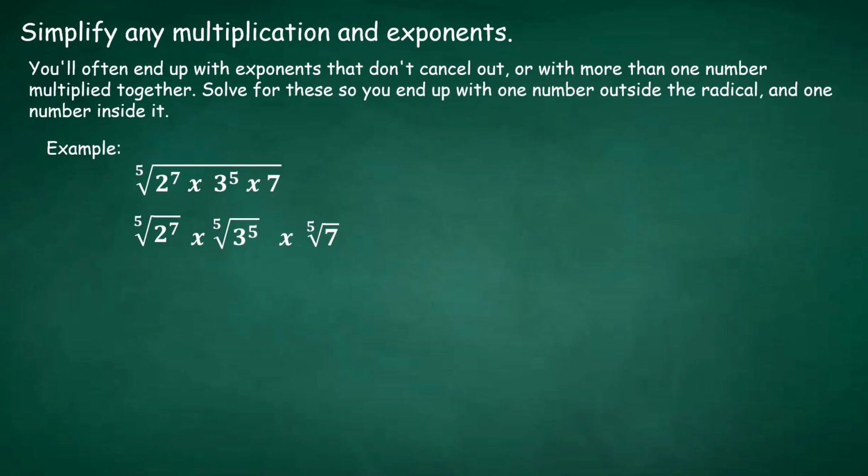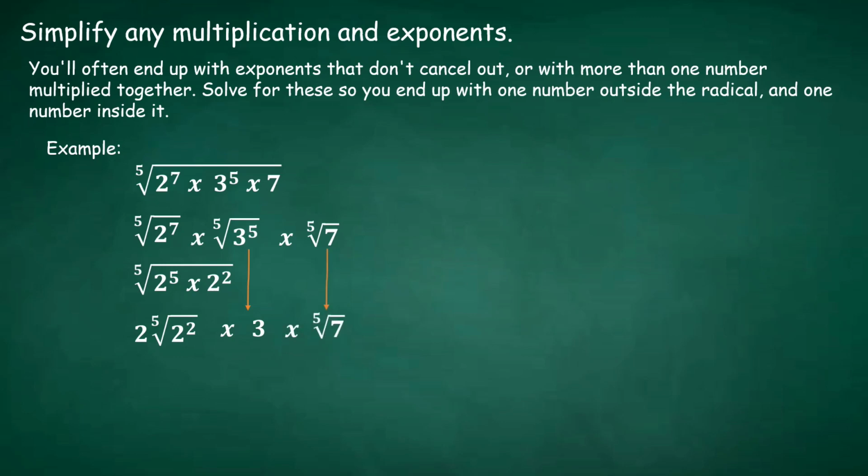The fifth root of 2 raised to the power of 7 becomes the fifth root of 2 raised to the power of 5, times 2 raised to the power of 2, so that we can cancel the fifth power and put 2 outside of the radical, and the 2 squared remains in the radical. Then the fifth root of 3 raised to the power of 5 becomes 3, because we cancelled the fifth power. The fifth root of 7 remains.